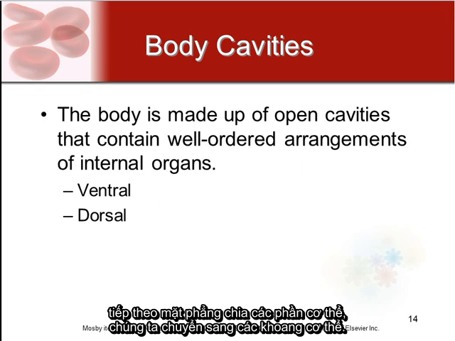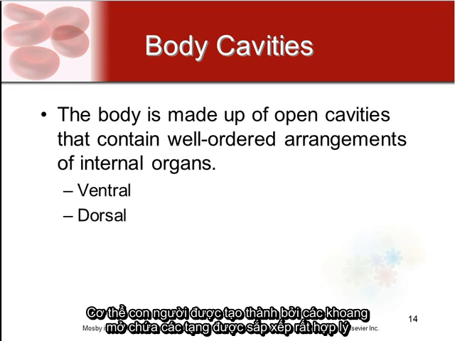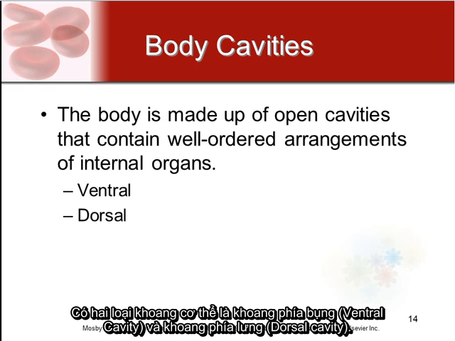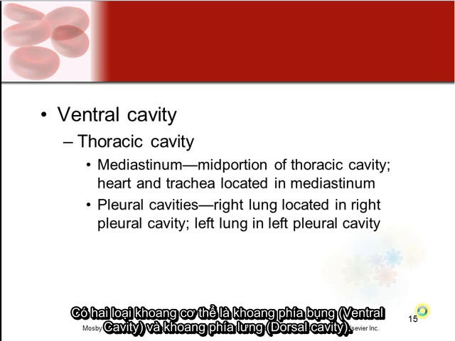So moving on from planes, let's cover some of the body cavities. Your body is made up of these open cavities that contain very well organized arrangements of your internal organs. It's sort of like all these little puzzle pieces being fit into there, and then they're covered with membranes to hold them very neatly in place. The two main cavities that you have are the ventral cavity and the dorsal cavity.